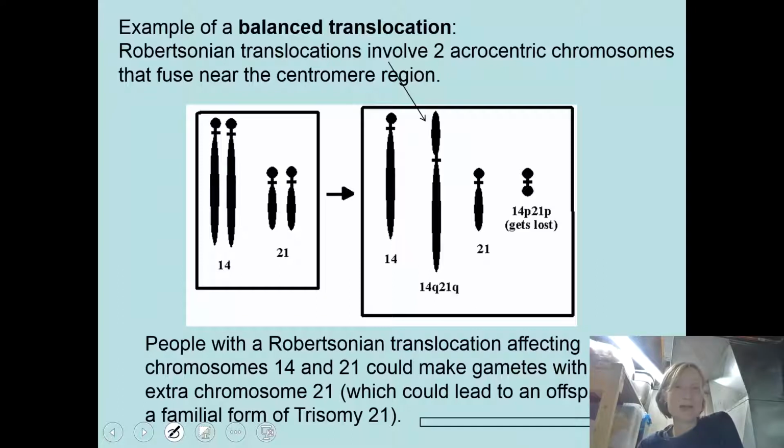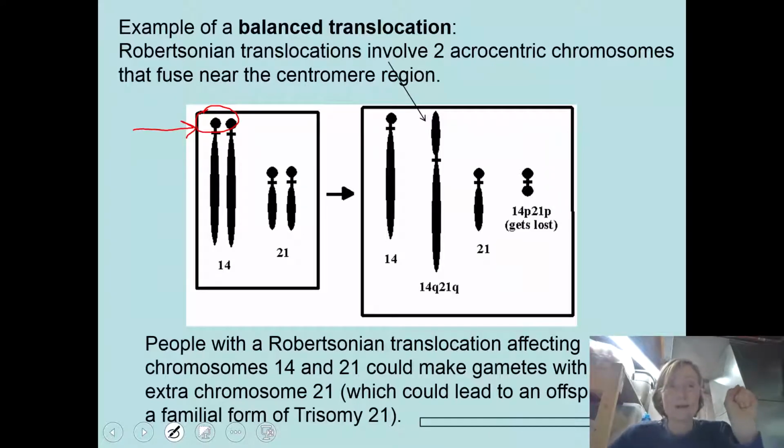So chromosomes have centromeres, right? Their centromere can either be in the middle or it can be on the end. In an acrocentric chromosome, the centromere is so close to the end that the part of the chromosome above the centromere doesn't even have any genes on it. A Robertsonian translocation is a translocation involving two acrocentric chromosomes.